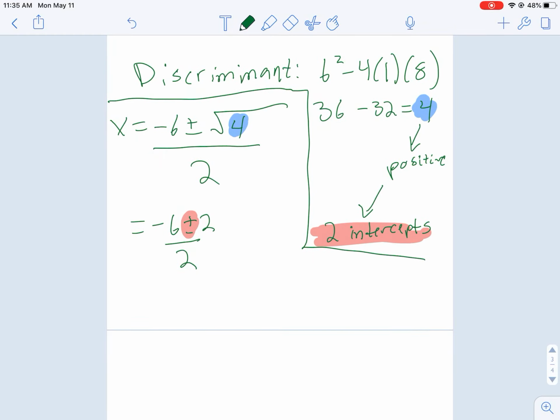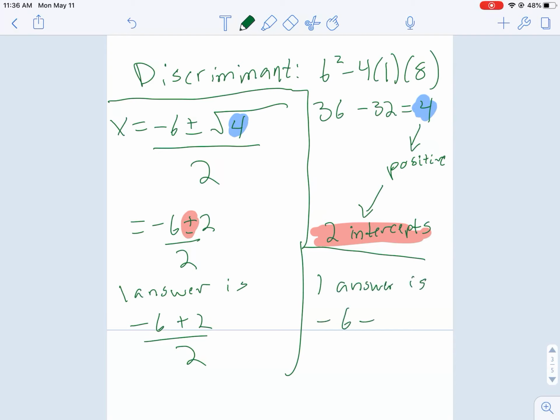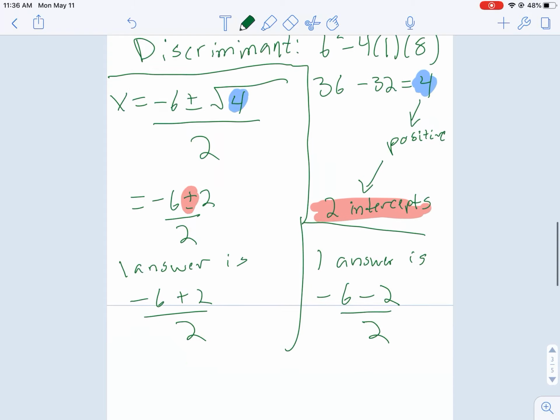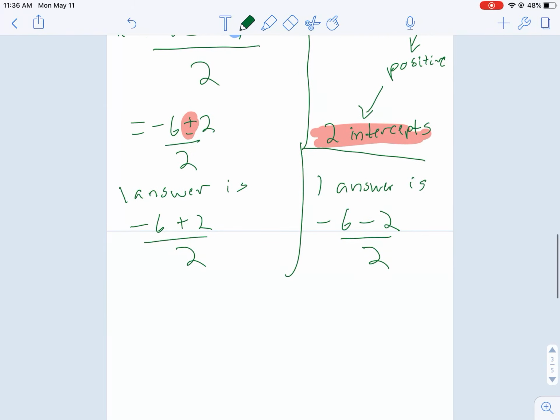Okay, so I have the positive version and I have the negative version. One answer is negative 6 plus 2 over 2, and the other answer is negative 6 minus 2 over 2. Let's go ahead and simplify. I get negative 4 over 2, which equals negative 2. And over here I get negative 8 over 2, which equals negative 4.